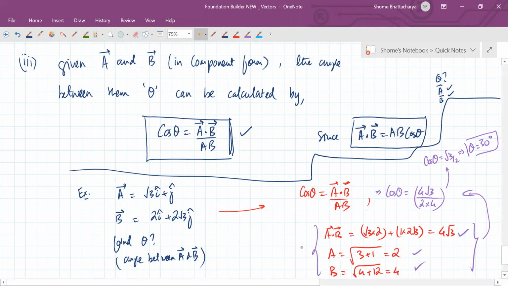So this is just substituted here. So that is giving us this, that cos theta is this much. So cos theta is root 3 by 2. So obviously you know theta is 30 degrees. Is it clear now? Okay, good.